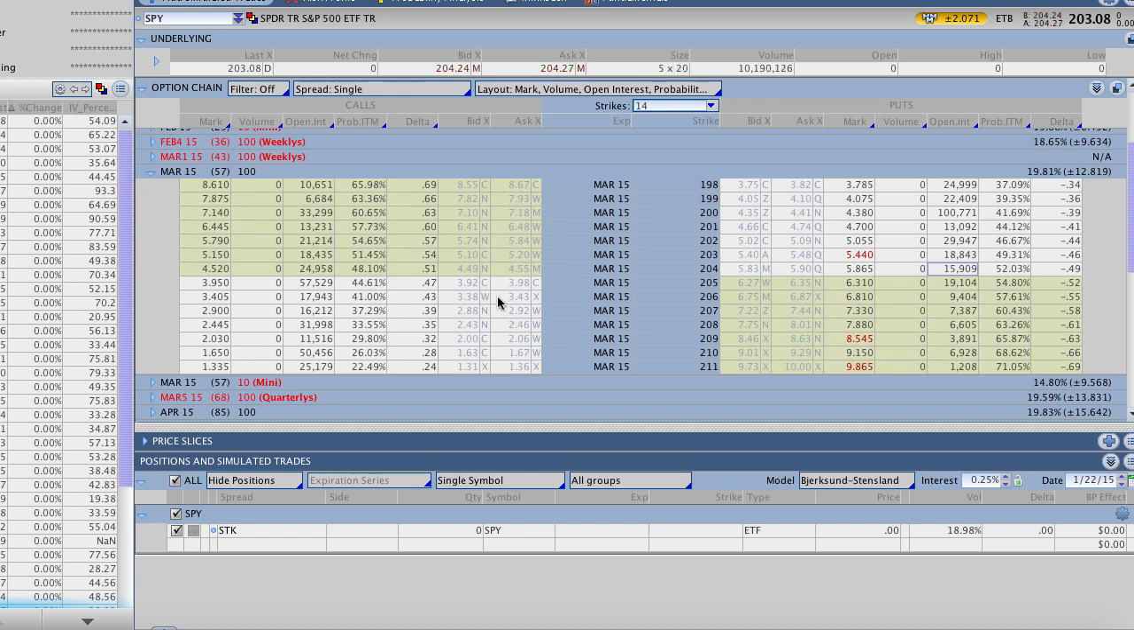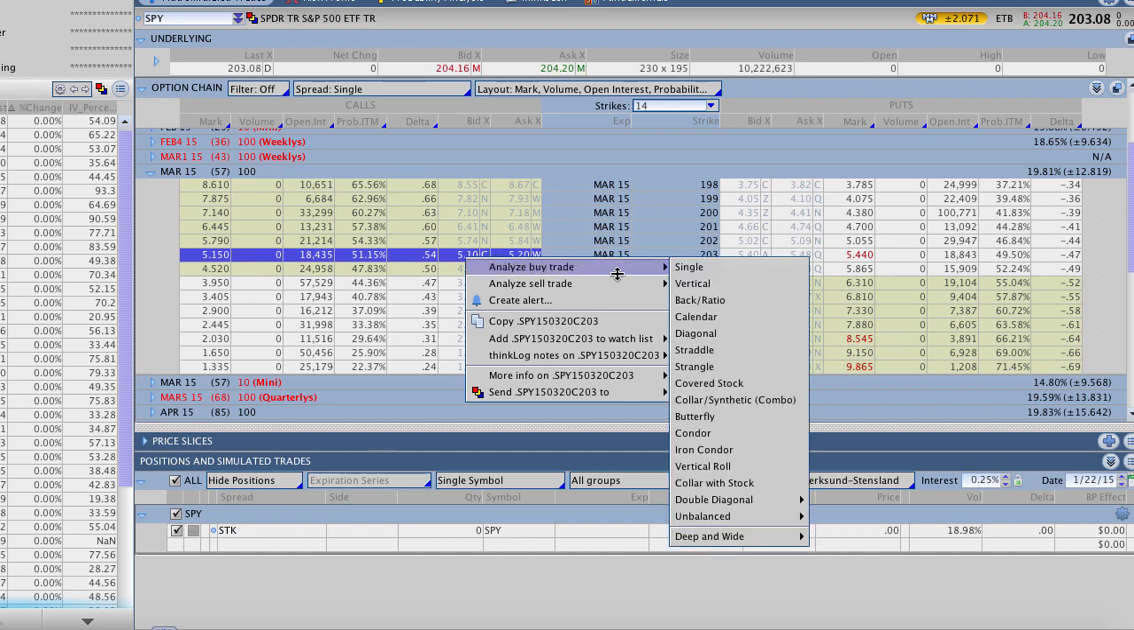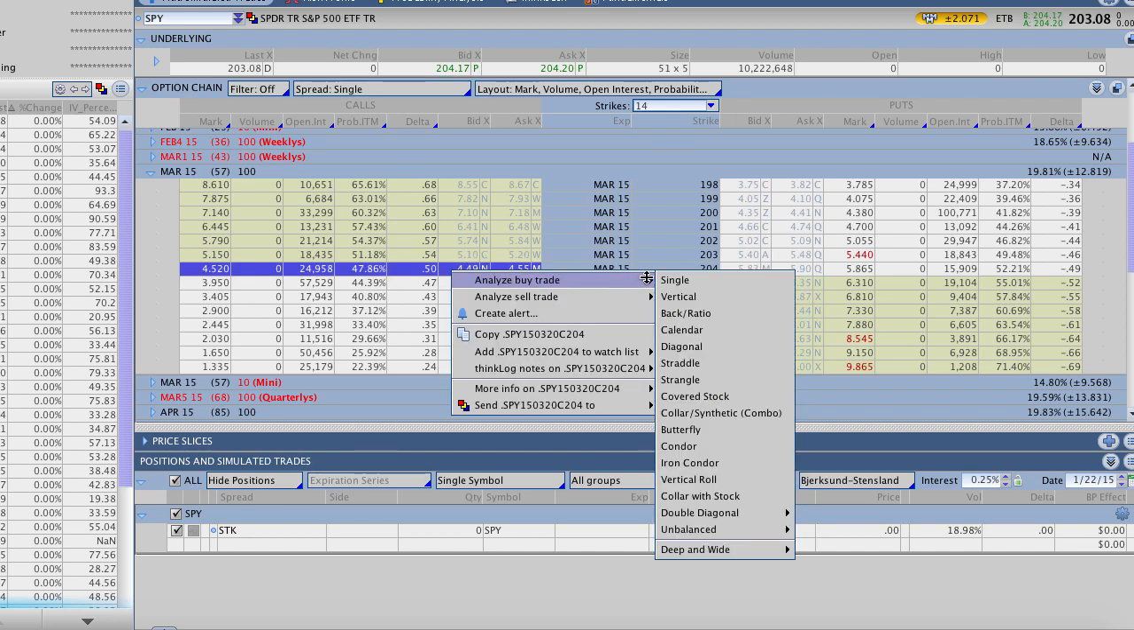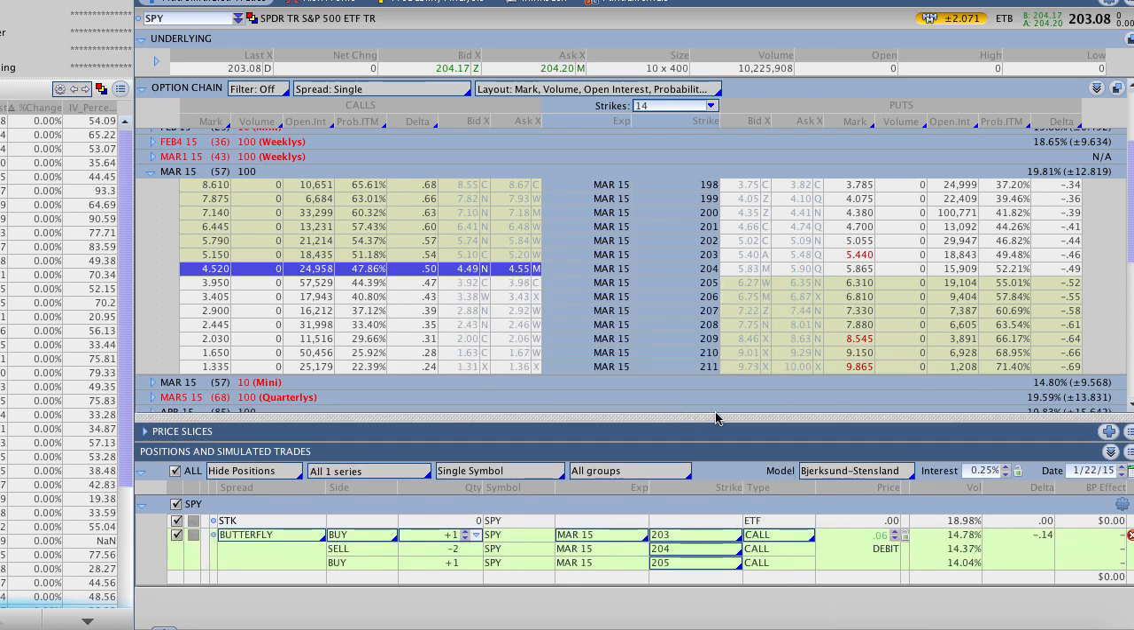So we're actually going to do this trade based on where the stock closed yesterday. Stock's trading a little bit higher this morning pre-market, but we're going to do it based on where it closed yesterday. So what we're going to do is just right click on the 204s and go over to buy and go down to a butterfly. And you can see this originally creates a very even butterfly, $1 wide on each end, and we get a debit. But we don't want that.